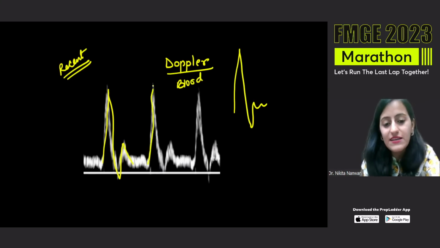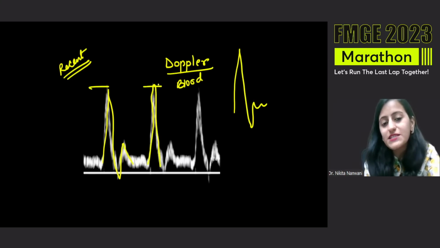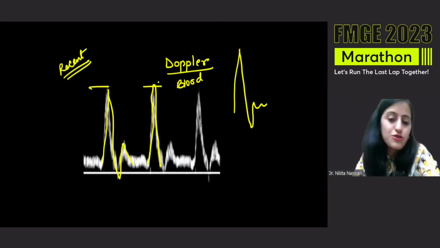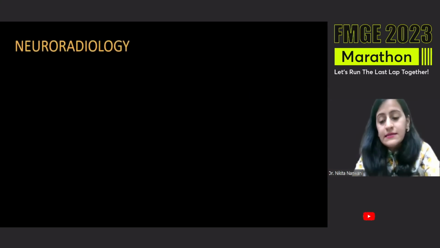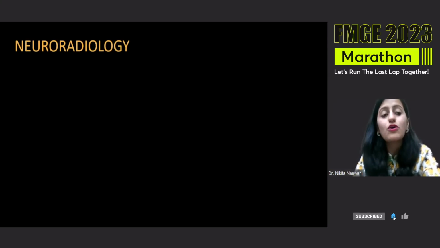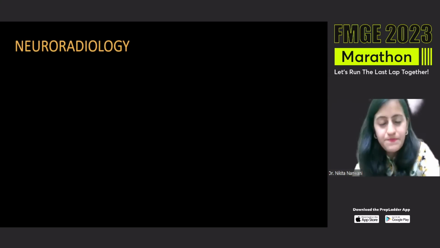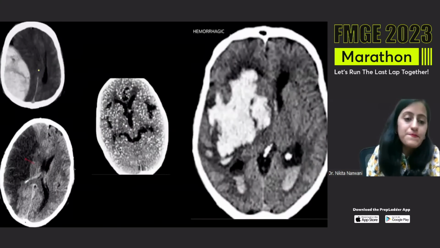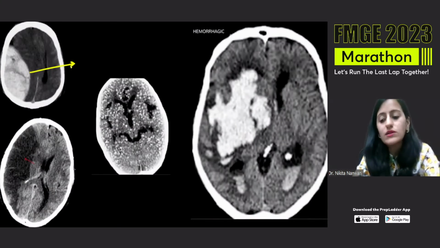It shows the direction of the blood flow. The velocity of the blood flow can also be measured. It's a Doppler image, right? So that was about investigation. So we are done with anatomy and investigations. Now coming to the next system, that is neuroradiology. Now in neuroradiology, it is very, very important to know all the hemorrhages.